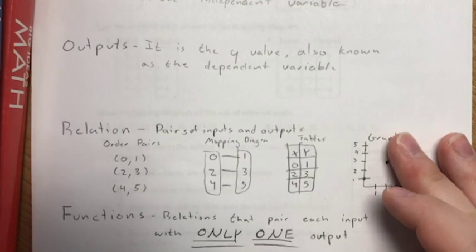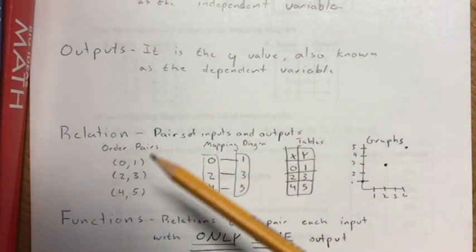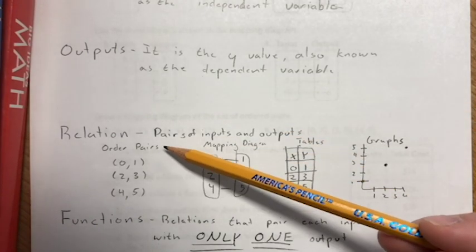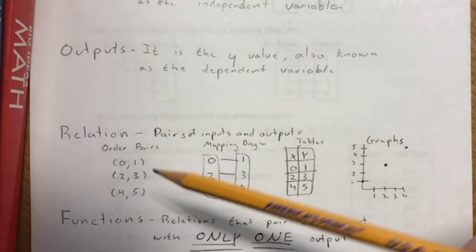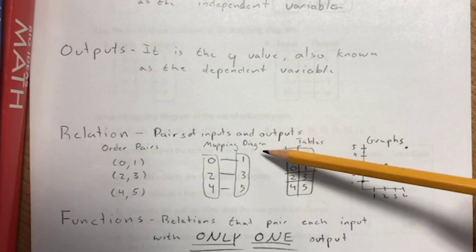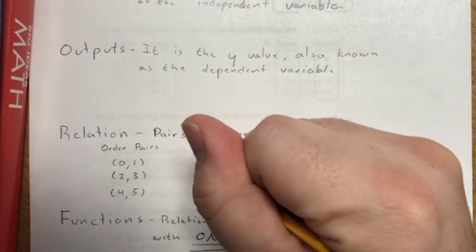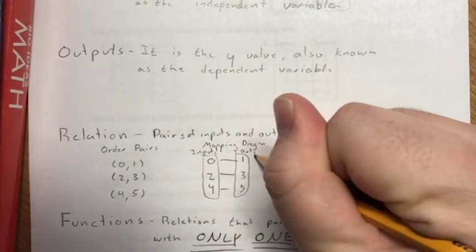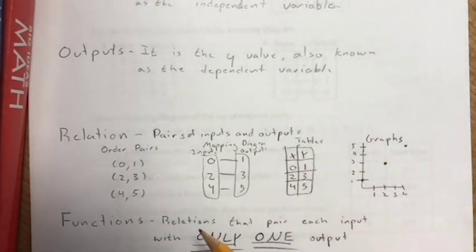Now, the next big piece of this is what we call relations. It's pairs of inputs and outputs. So I've given you different examples of types of relations here. I've given you a list of ordered pairs. This list of ordered pairs is a relation. This is something that we call a mapping diagram. If you notice, to be more specific, this line represents my inputs, this represents my outputs, and notice that these inputs, outputs, x and y's, is just another way of denoting these ordered pairs.